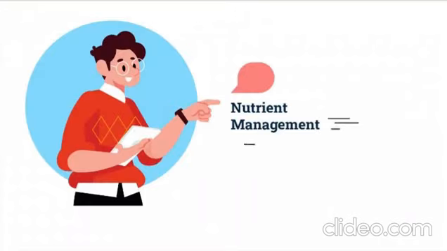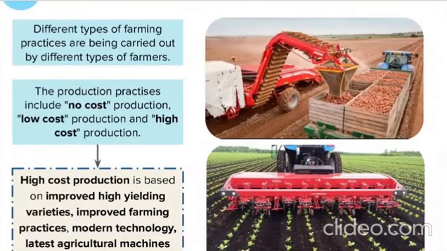So let us start with nutrient management, the first part. Now, students, we all know that different types of farming practices are carried out by different types of farmers. All farmers in the world do not do only one thing; they do different kinds of things. The production includes no cost production, low cost production, and even high cost production. No cost means they are using the basic available things. Low cost means a medium level, not too much, not very less, and high cost means very high techniques, like HYV seeds and everything, correct?